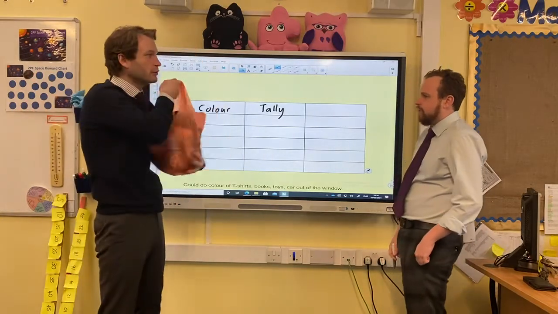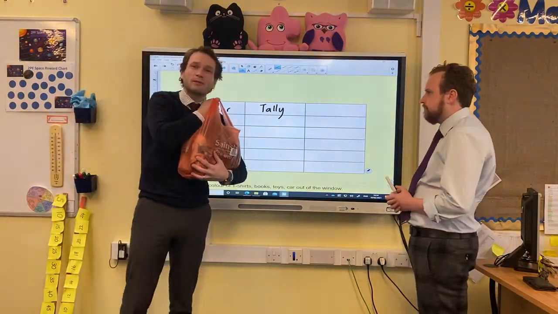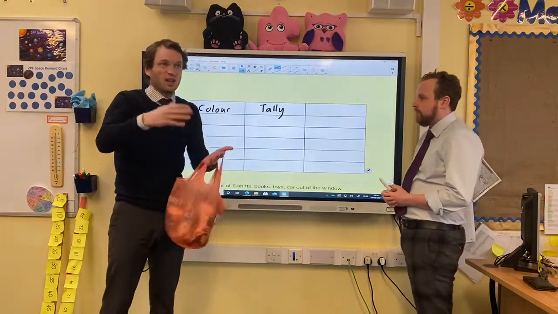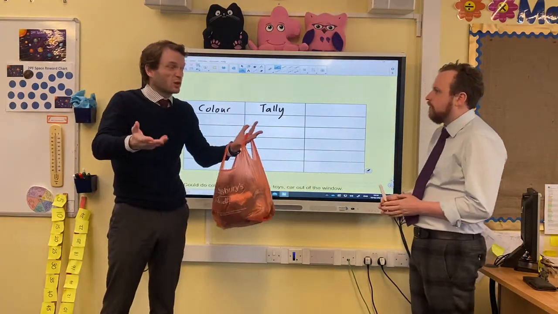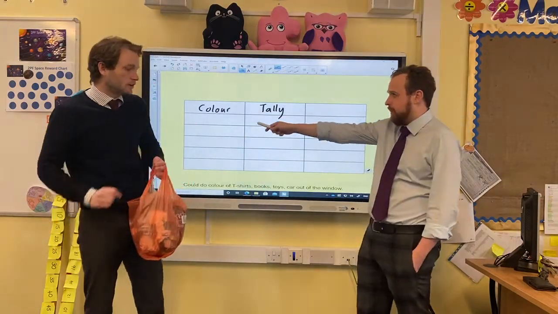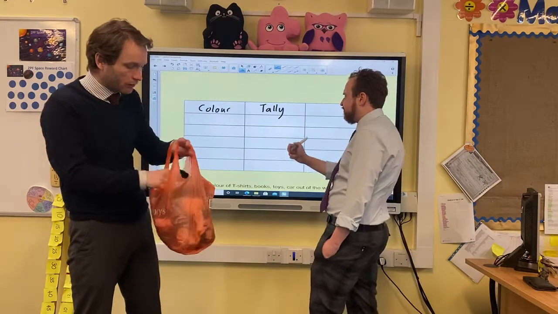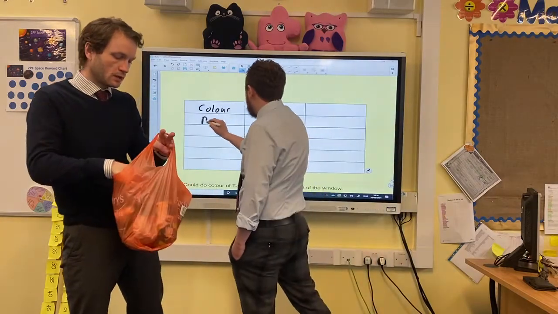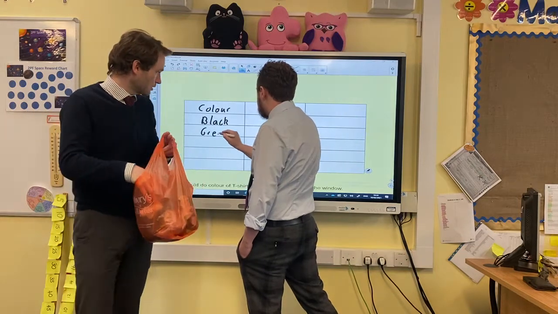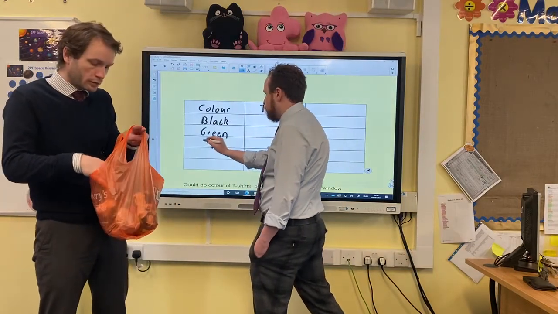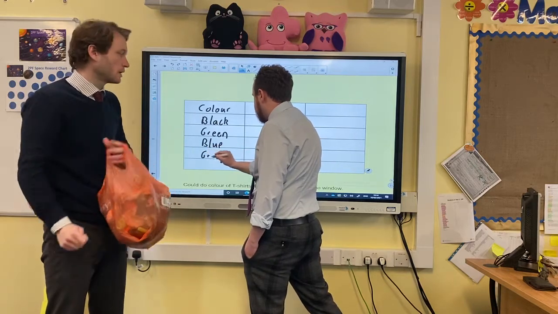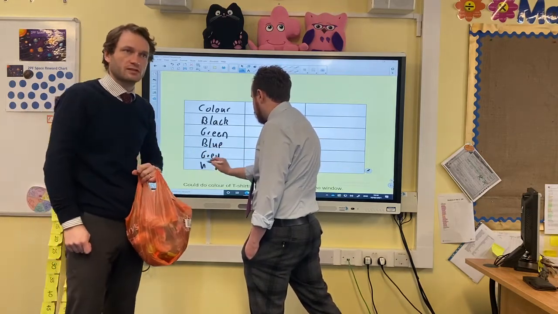So this is my real sock collection. I emptied out my sock drawer this morning. These are really my socks. So let's find out which colour socks I have the most of. I think you know anyway which colours are going to come up here, so I'll tell you now. I've got black socks, green socks, blue socks, grey socks, and some white socks.